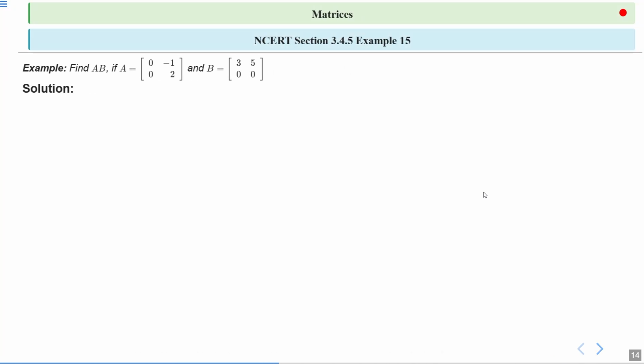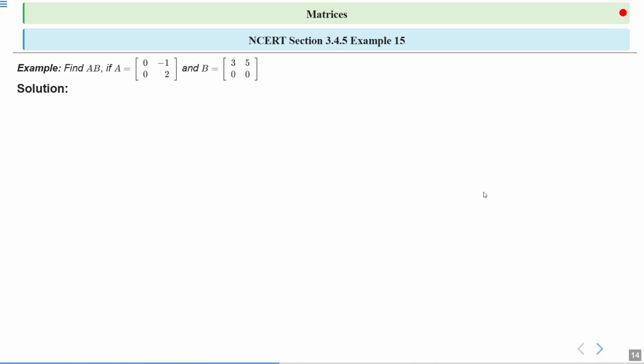So in this example, we are going to find the product of two matrices A and B. Matrix A is given by 0, -1, 0, 2, and matrix B is given by 3, 5, 0, 0, right? Clear? So we have AB equal to 0, -1, 0, 2 into 3, 5, 0, 0, which is equal to 0, 0, 0, 0, right? You can notice that each element in the resulting matrix is 0. This is called a 0 matrix, where all elements are 0.